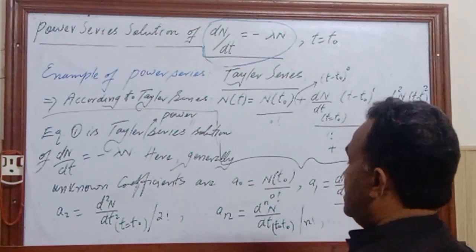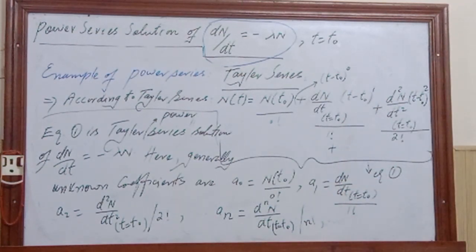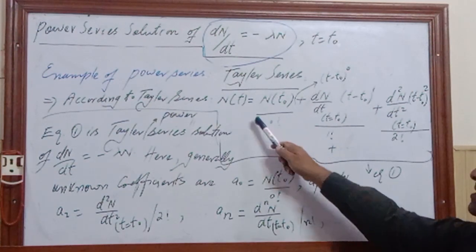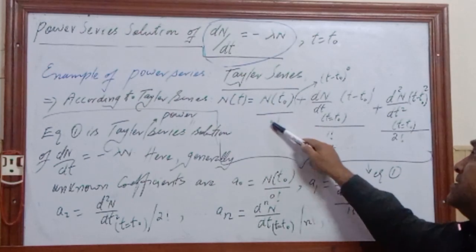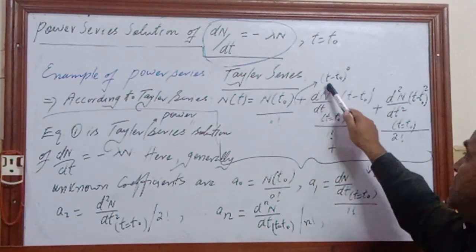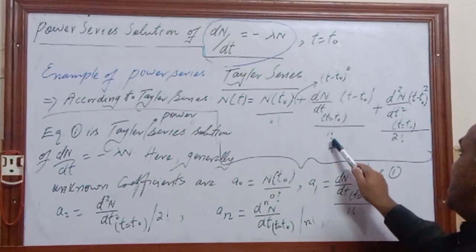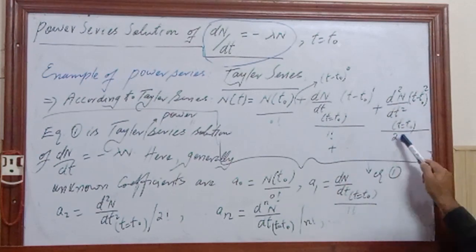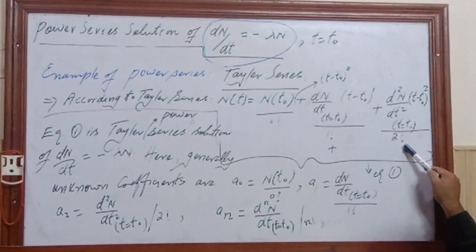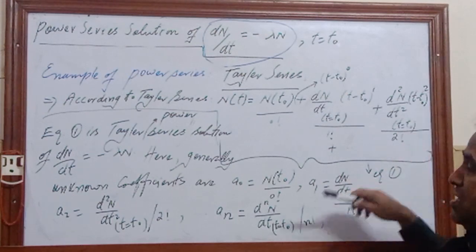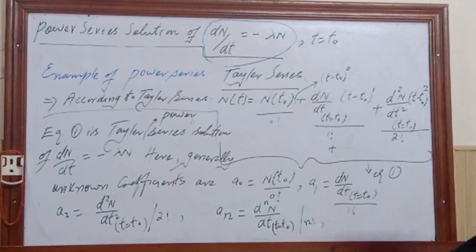And so on, because there are an infinite number of unknown coefficients in the case of an infinite power series. So in the case of the Taylor series, these factors N(t0)/0!, dN/dt/1!, d²N/dt²/2! at t = t0 are actually the values of the unknown coefficients which appear in a general power series solution.